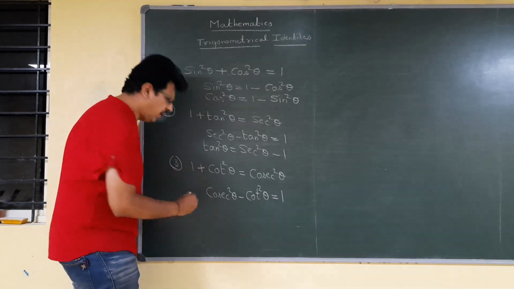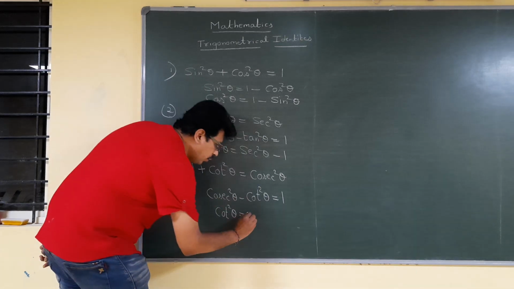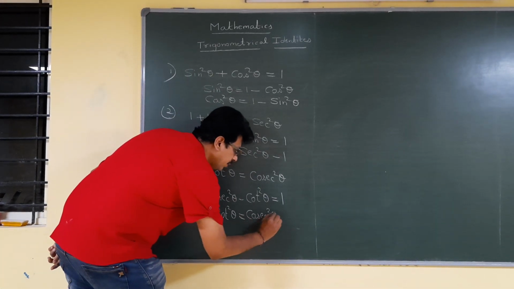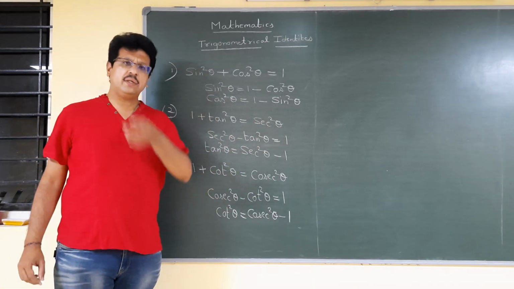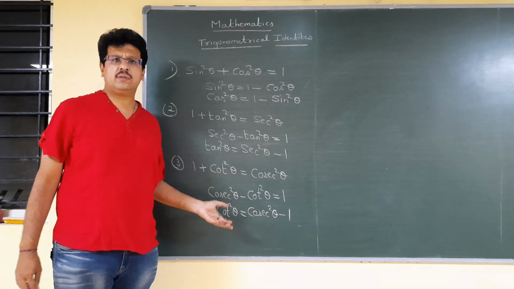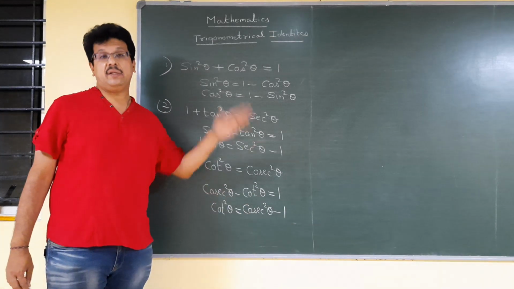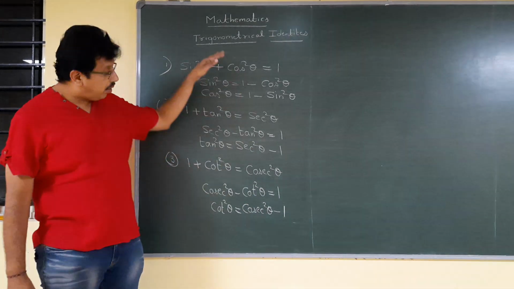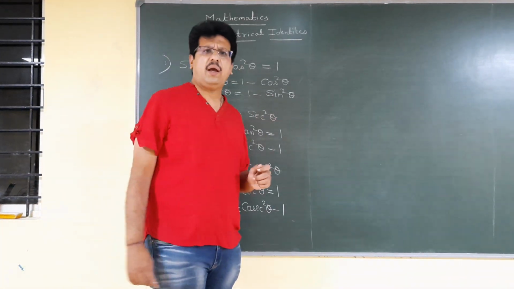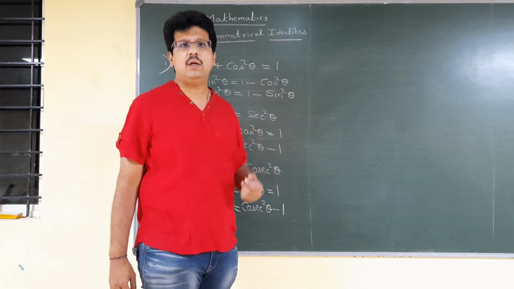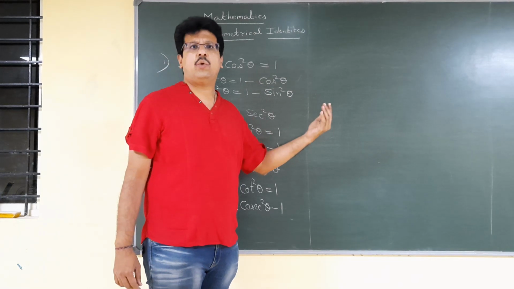Sometimes we need cot square theta is equal to cosecant square theta minus 1. We need to use this in the problems. While using this, we can solve the problems much faster. So these are the three important trigonometrical identities. Along with this, students, you have to learn algebraic identities also, which you already learned in your lower classes.